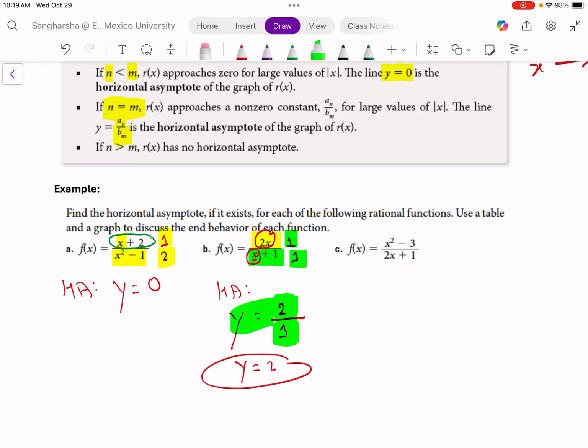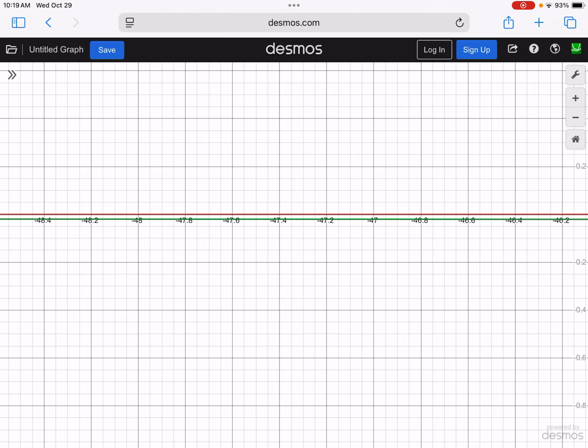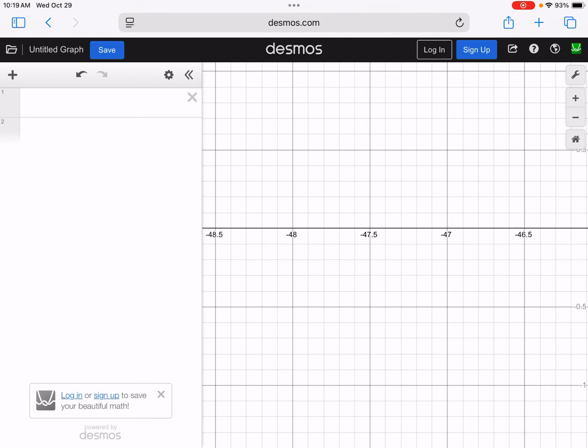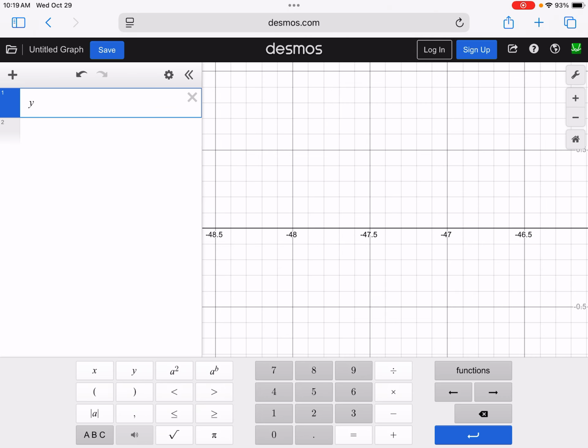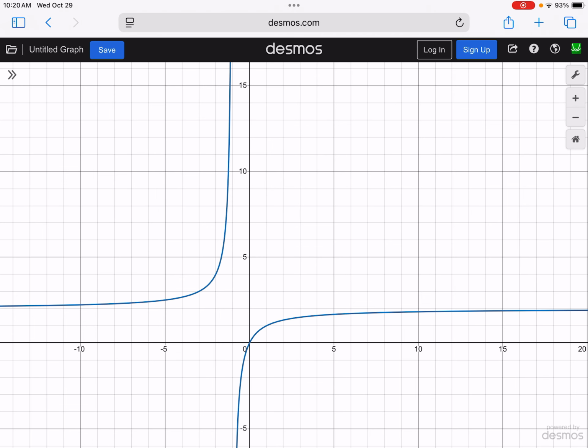Now what does it mean? What does y equals 2 mean for us? It means when your input x is very big or very small, our output is very close to 2. That is what we can see on our graph. So let me graph this function: y equals 2x divided by x plus 1. Okay, so this is the graph.